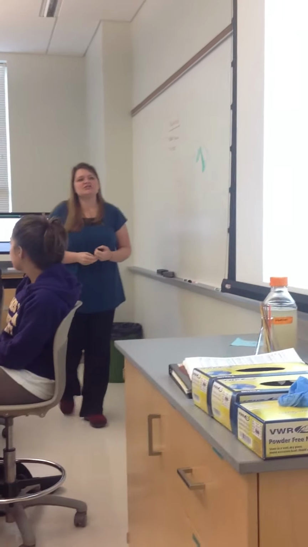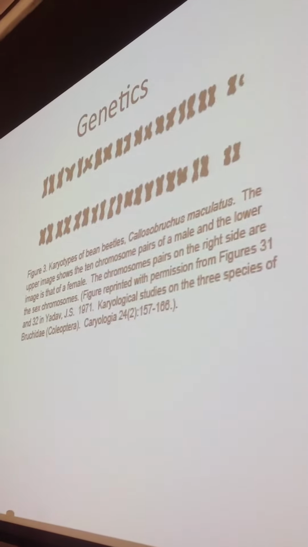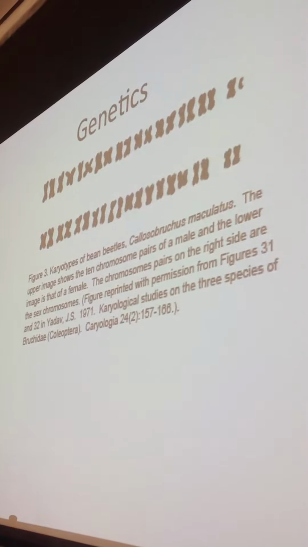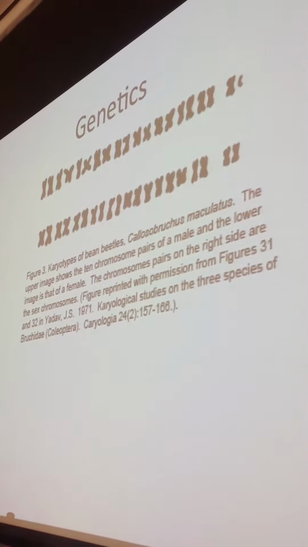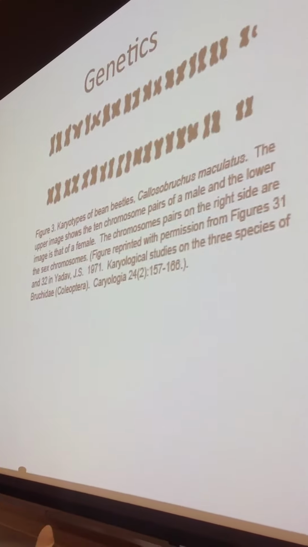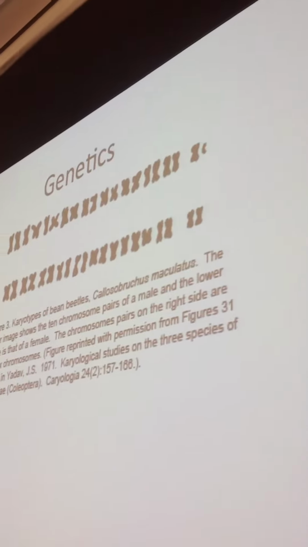So what's known about the genetics? Actually, a fair amount. We know that the chromosome number for the bean beetles is 20. So they have 20 chromosomes, just like us, and just like your Drosophila. The males are the heterogametic sex, so they have an X and a Y, and the females have two X's. And that's what the karyotype looks like.